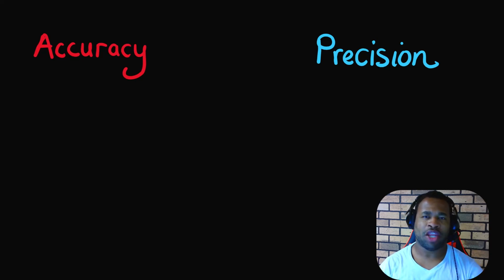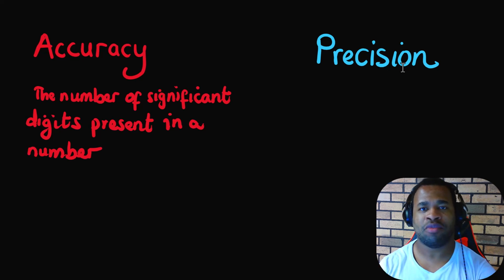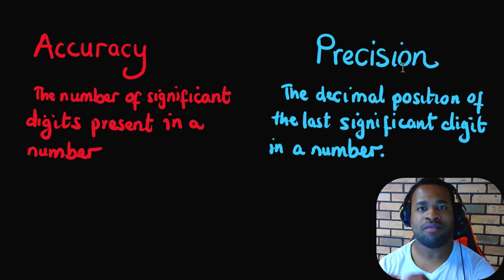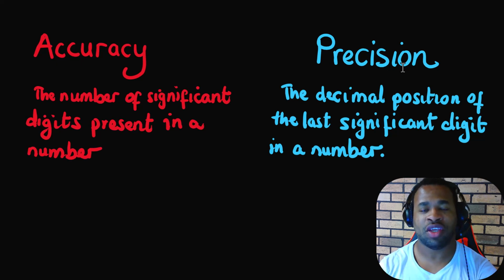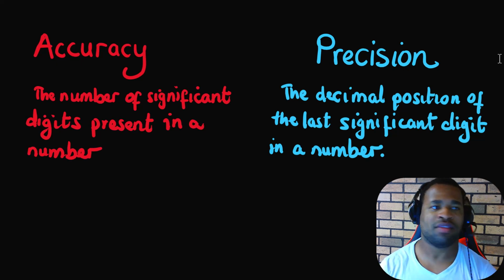Now, some of you might have challenges asking yourself the question about the differences between accuracy and precision in mathematics. Looking at accuracy, this means the number of significant digits that are present in a number. However, precision has to do with looking at a number and the position of the decimal place of the last significant digit, mainly reading from left to right. That is how we are able to differentiate between accuracy and precision.